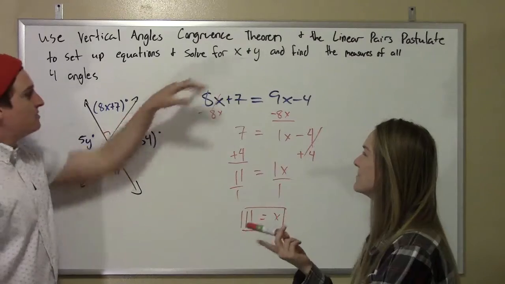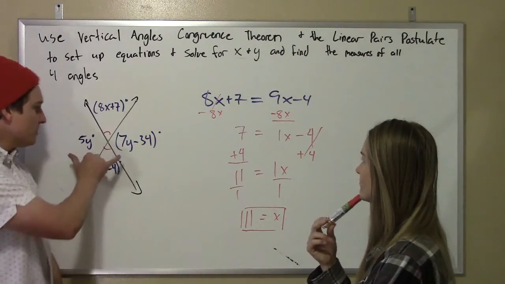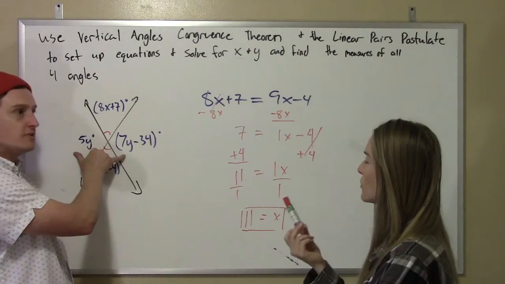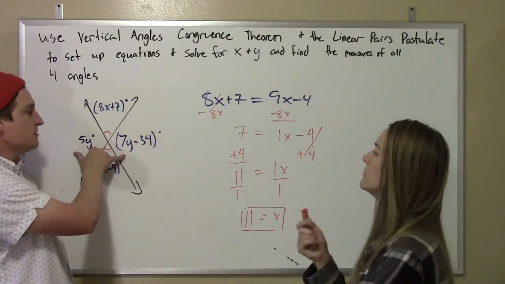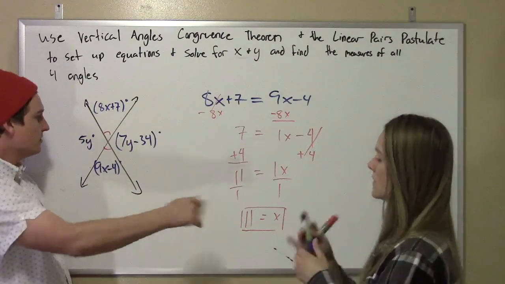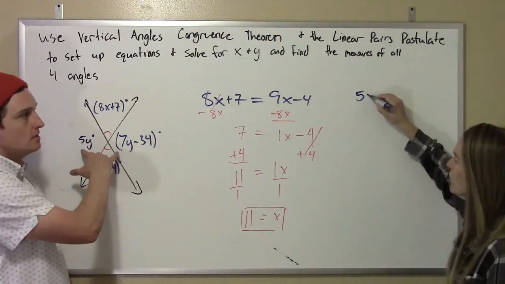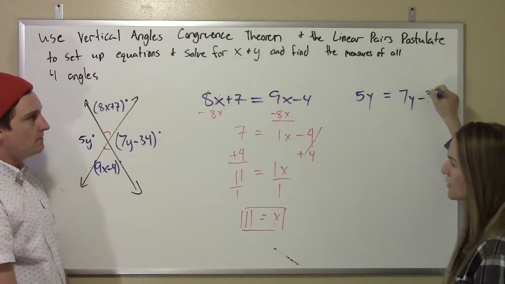So what we want to do is find x and y, right? Okay, so we found x. Now, what could we do with these guys? Well, we could do something really similar, right? Let's set up another equation in blue. These guys are equal to each other because they're vertical angles: 5y equals 7y minus 34.